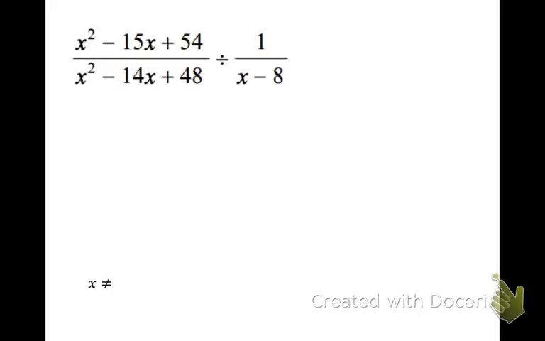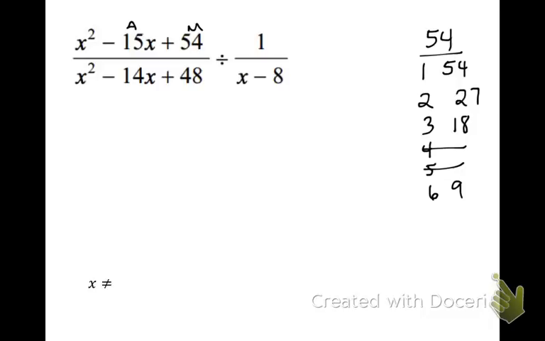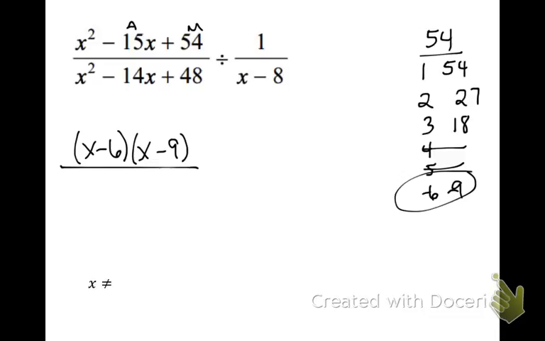Okay, same idea, but we've got some factoring going on here. So let's start by factoring this top equation. We need to know what multiplies to 54 and adds to negative 15. My factors of 54 are 1 and 54, 2 and 27, 3 and 18, 4 and 5 don't work, and then 6 times 9 is also a factor. So the ones that are going to add to 15 are going to be 6 and 9 if I make them both negative. So we've got x minus 6 and x minus 9 all over.